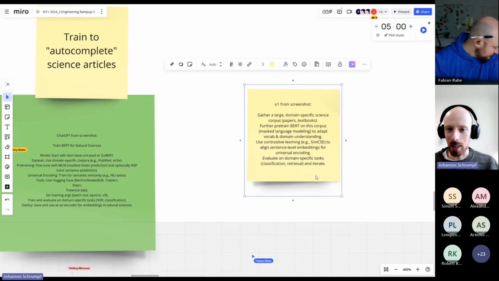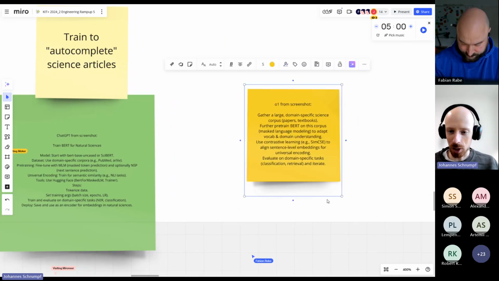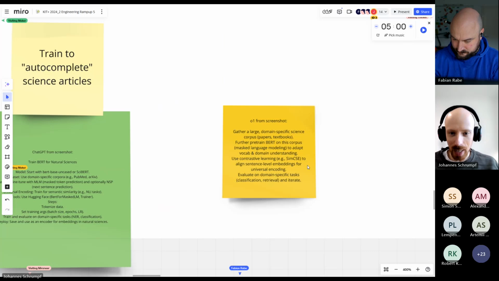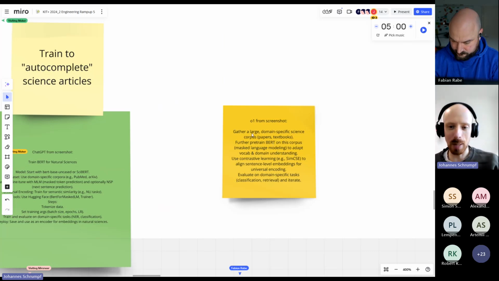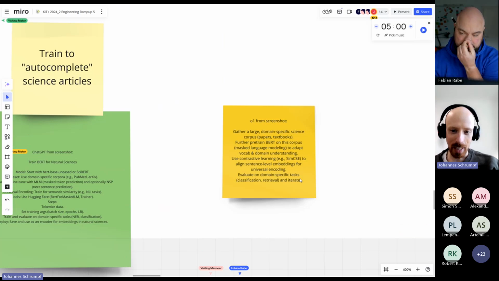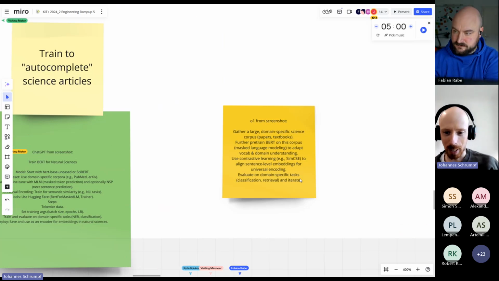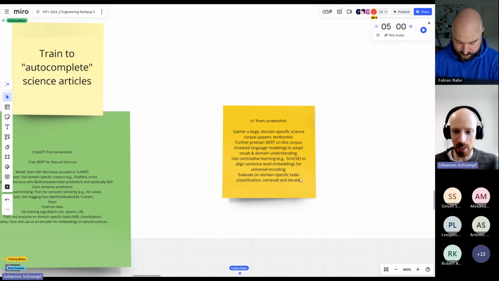And the other answer from ChatGPT o1 is basically also do the same things. So gather some specific science corpus, do some pre-training on BERT, and then use contrastive learning, SimCSE, I also don't know what this is, to align sentence-level embeddings for universal encoding. And then it says we should evaluate on domain-specific tasks such as classification and retrieval and iterate on that.